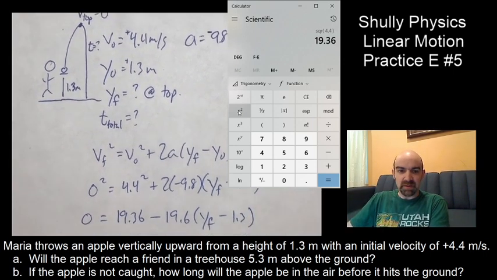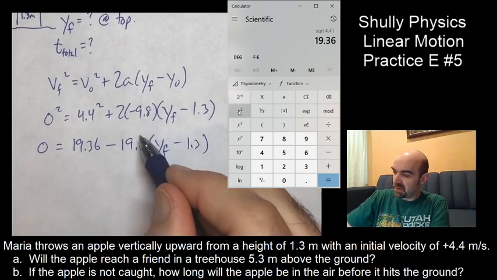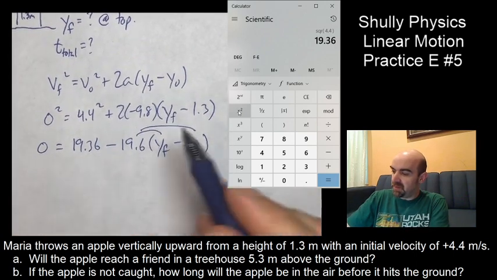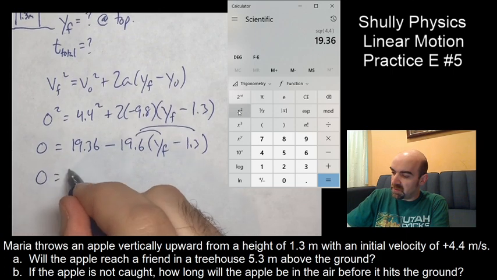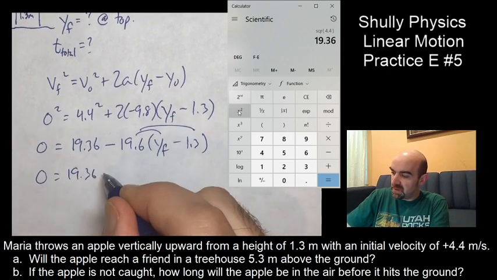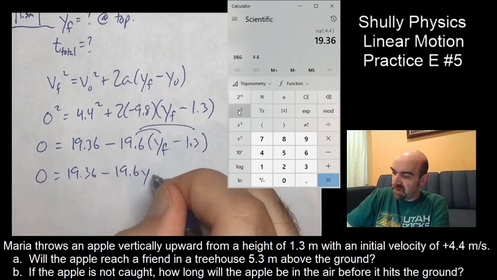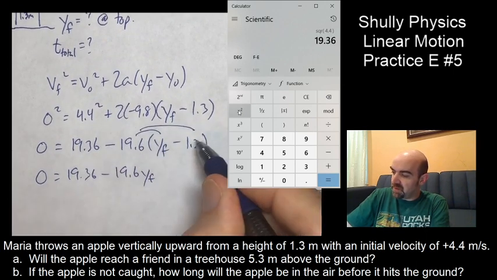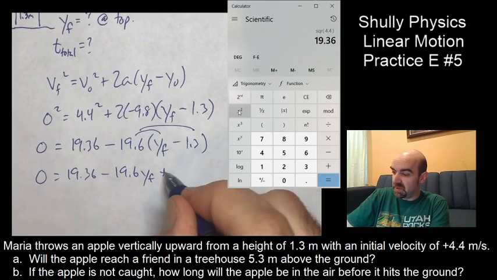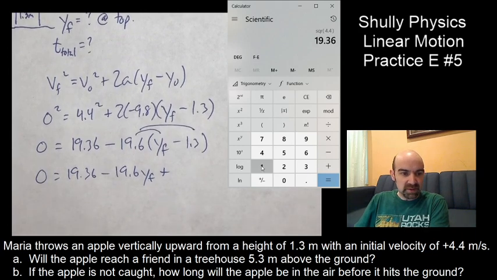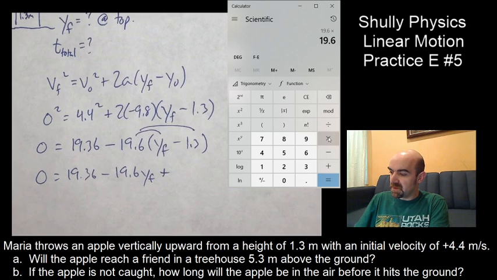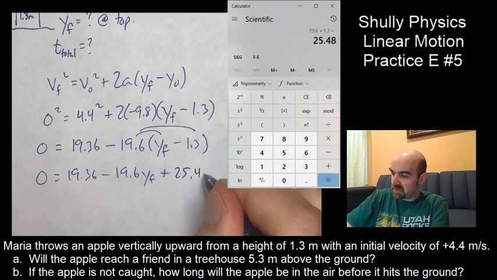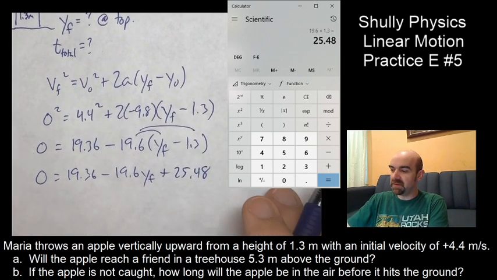Let's do some algebra here, distribute that. So 0 equals 19.36 minus 19.6 y final, and a negative times a negative is a positive, so this will be a plus 19.6 times 1.3, 25.48. Okay, so there it is.